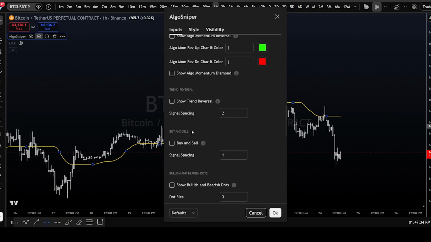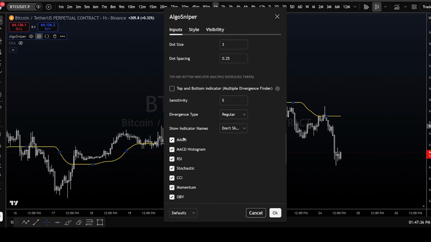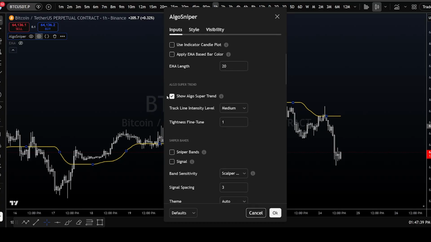But the key part is you don't want to be trading against the momentum. You want to be trading with the momentum. And I'll show you that once I add all the indicators together.